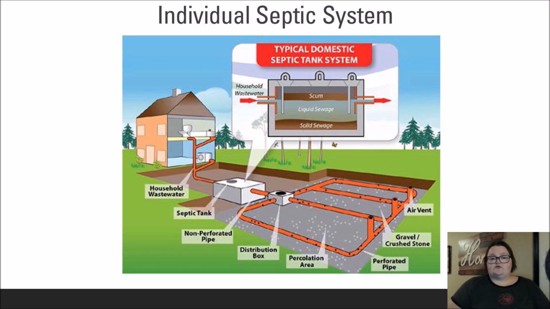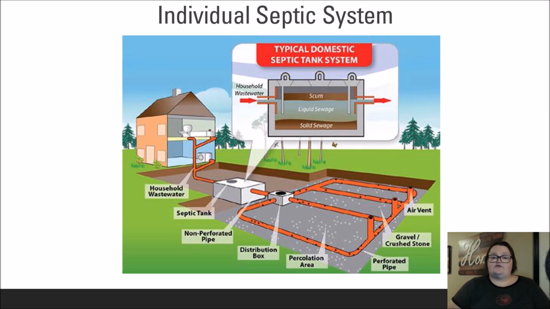The solid material settles to the bottom, leaving water on top. Sometimes there is a layer of scum that is the byproduct of the breakdown of organic waste in the tank. The water is able to flow from the tank through a series of perforated pipes into what is known as the percolation area, a specifically designed area of gravel, crushed stone, and sand that allows the water to be filtered as it infiltrates back into the groundwater.